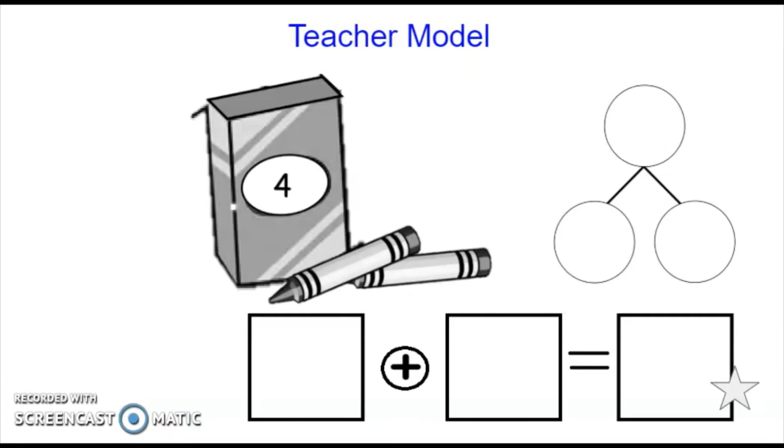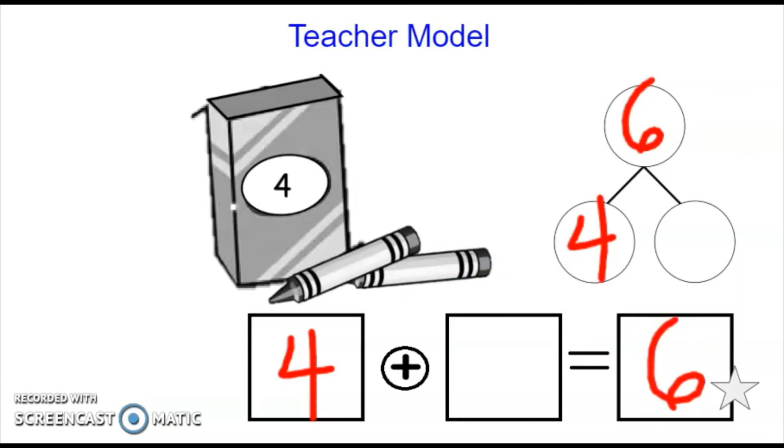Moving on to the teacher model, go ahead and take a look at this picture right here. While you are looking at the picture, remember our job is to be able to track a change in the number sentence by using the count on strategy and asking myself, how many more? So we're going to go ahead and start with our count on strategy. 4. Great. So that tells me that 4 is going to be one of my parts. 4, 5, 6. 6 is going to be my whole or my total.